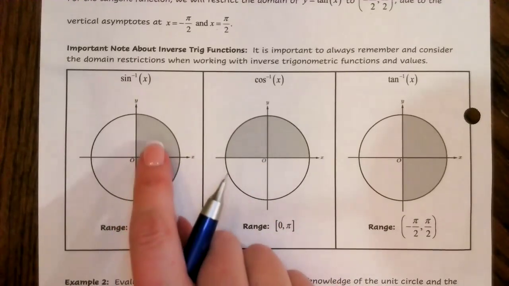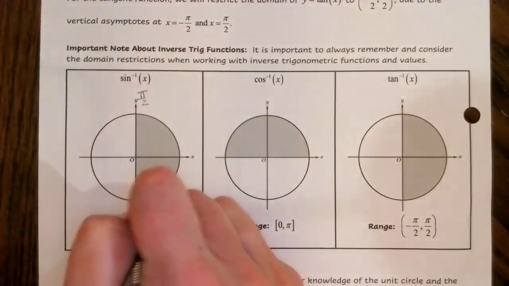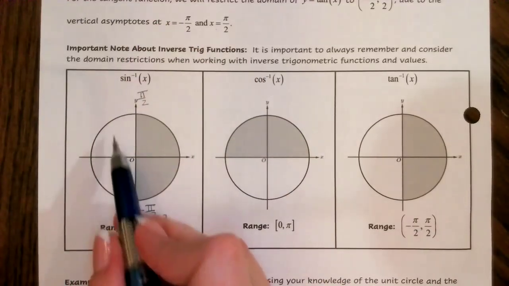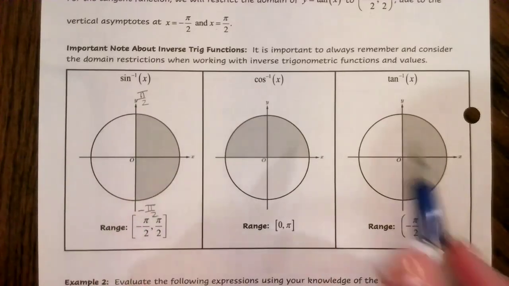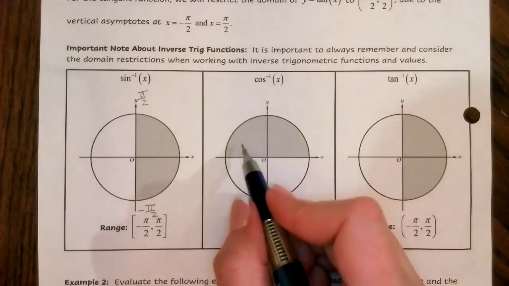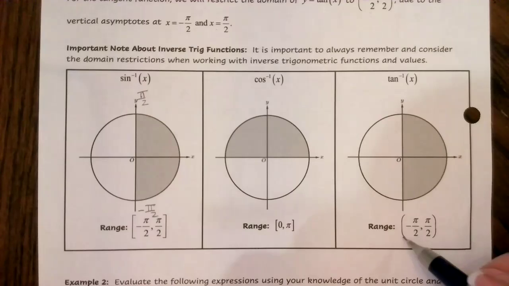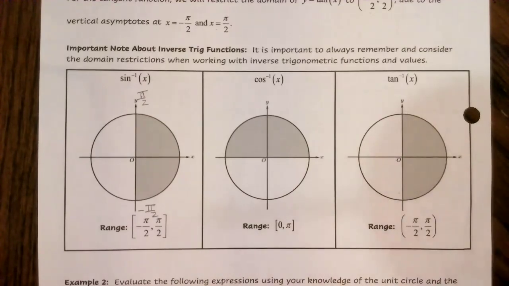You're going to, again, on sine of x, this is pi over 2, this is negative pi over 2. We would never want to give anything in these two quadrants, only these two right here. For the cosine of x, it's from 0 to pi, so we've got first and second quadrant, and tangent of x, again, is negative pi over 2 to pi over 2, so we're looking at the first quadrant and the fourth quadrant.